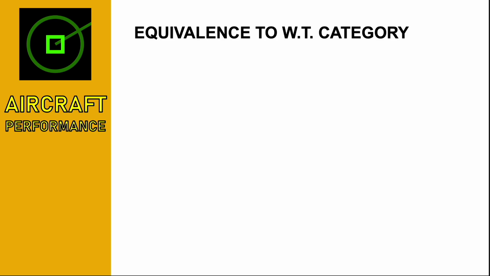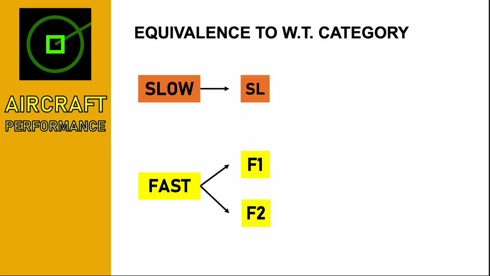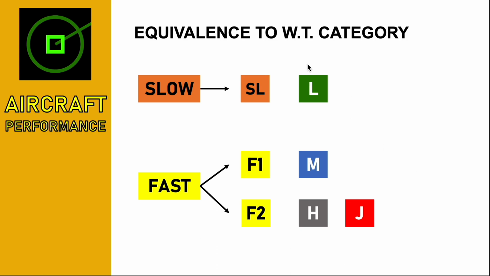So what happens? How do you define if traffic is slow or it's fast? We have an approximate equivalence to wake turbulence category. So in this case, we're going to separate these two into three categories: the slow, the fast one, and the fast two. The slow, you're going to always have it as light. So all the traffics that have wake turbulence as light are going to automatically be considered as slow. To make it simpler, every traffic that you see the L is going to be considered as slow.